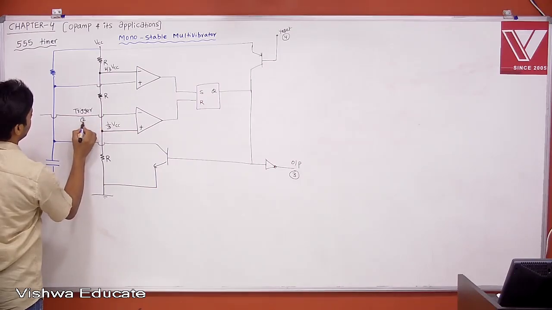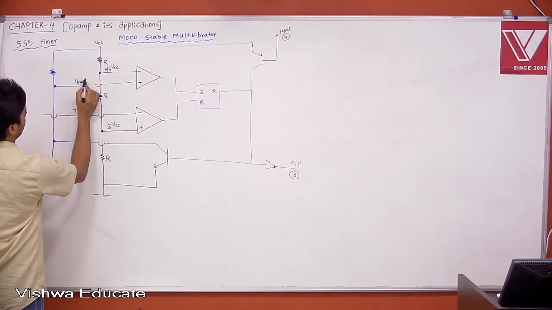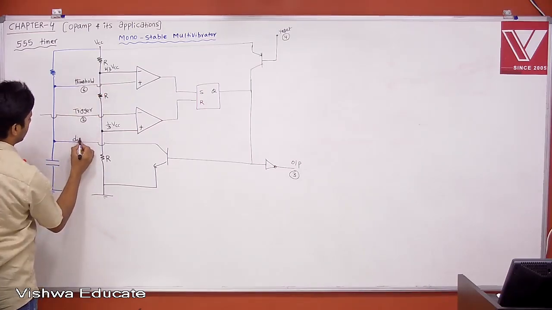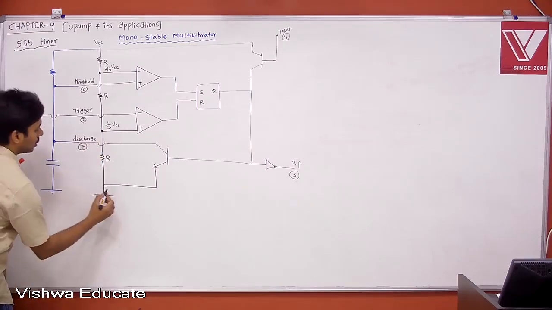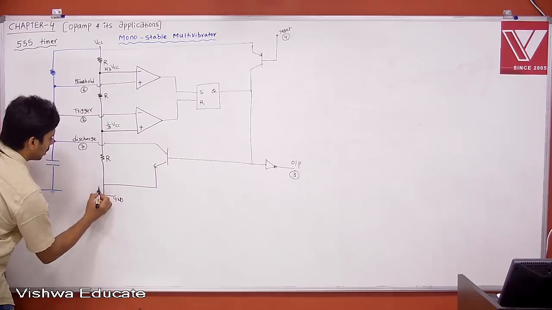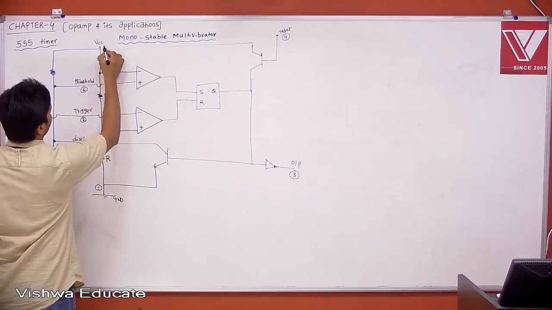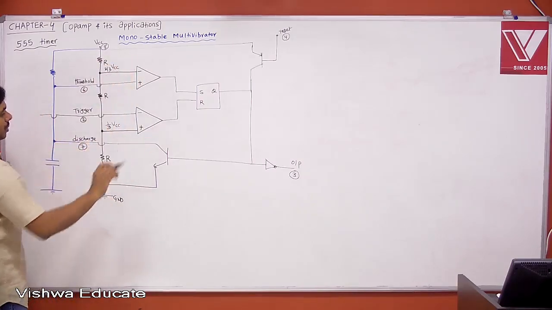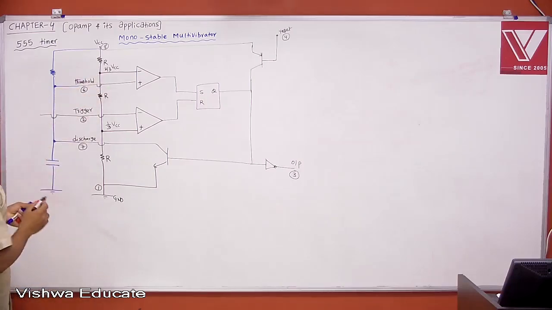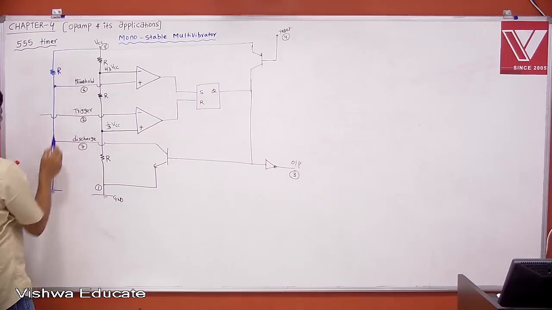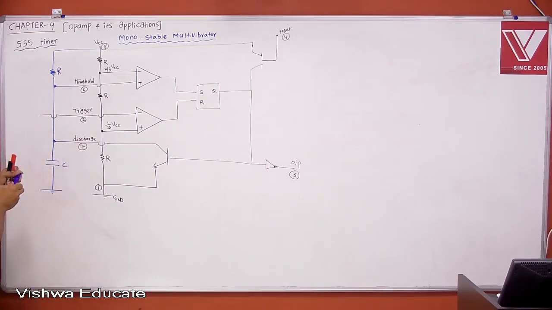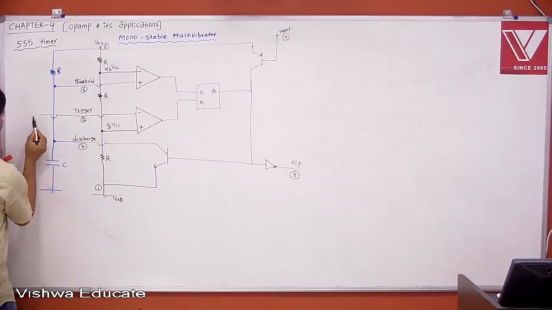This is trigger, number 2, and this is your threshold, which is number 6, and this is your discharge, number 7. This is your ground, number 1, and this is your supply, number 8, number 4, number 3. I'm not representing 5. This is 5. Now, if you observe clearly, again same thing. This is your R, and this is C. This is your external input. Always, the external input is your trigger.